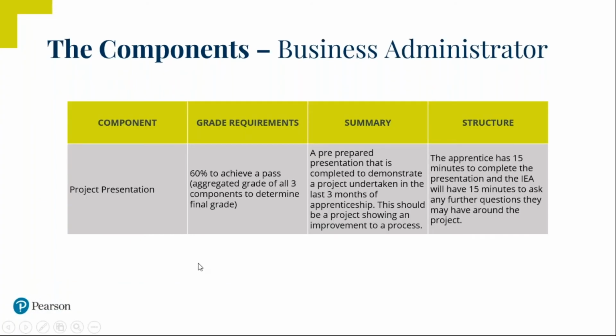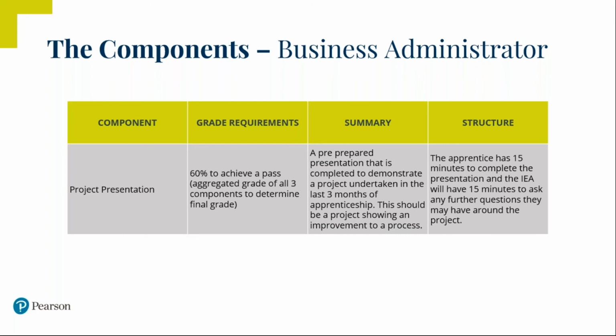Moving on to the project presentation. Again, it is 60% to achieve a pass, 60 out of 100. And by adding up the 3 components is where we find out if it is a fail, pass, or distinction. And the project presentation should be an improvement to a process. It is a pre-prepared presentation that demonstrates a project undertaken in the last 3 months of the apprenticeship. This should be completed in the last 3 months of the apprenticeship, so the apprentice has the skills and knowledge to be able to undertake the project.